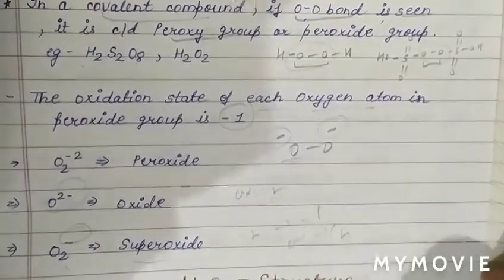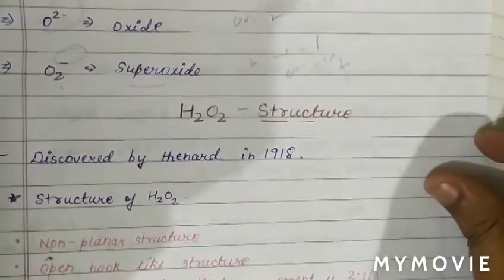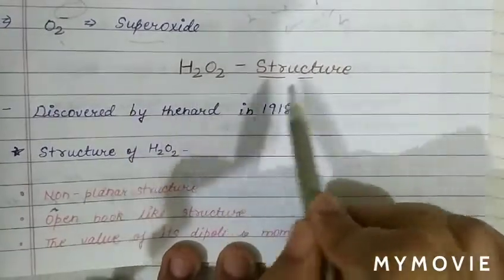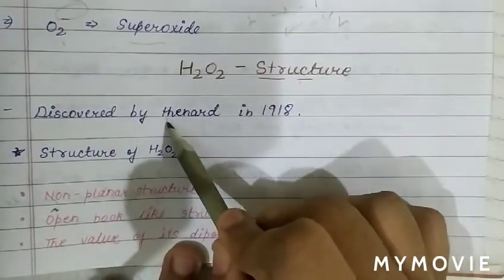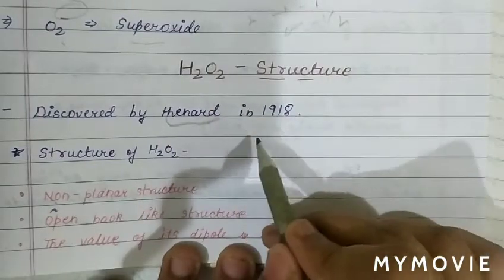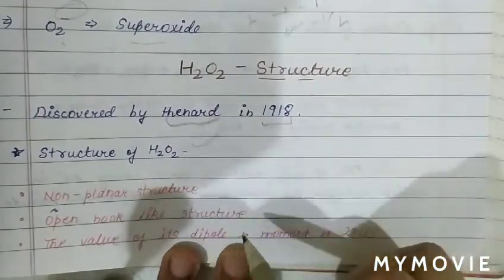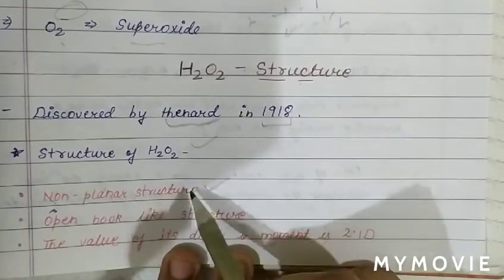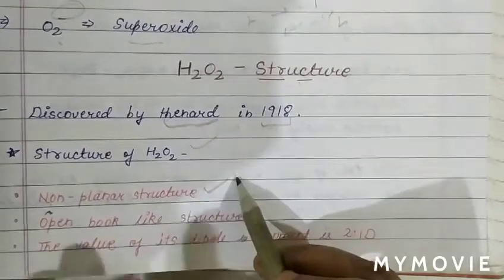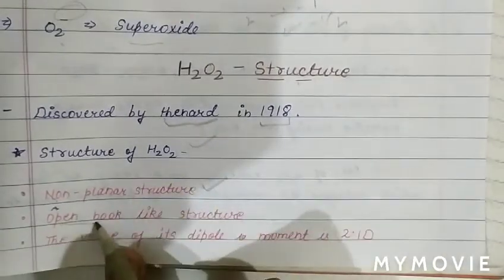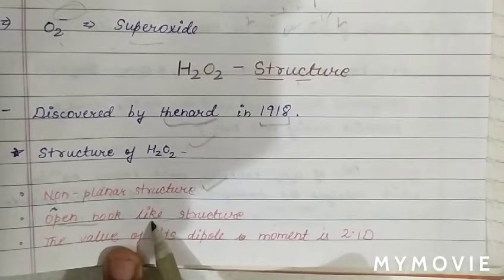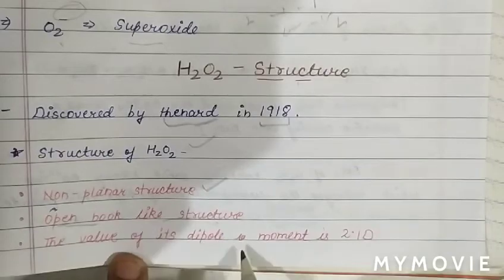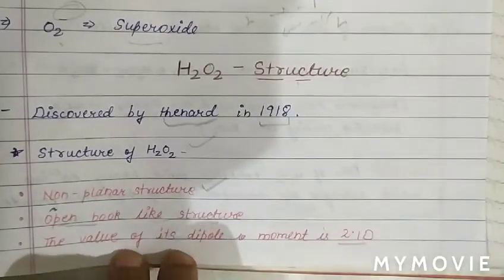Now see the structure of H2O2. H2O2 was first discovered by the scientist Thenard in 1818. The structure of H2O2 is non-planar. It is an open book-like structure. And the dipole moment is non-zero, equal to 2.1 for H2O2.